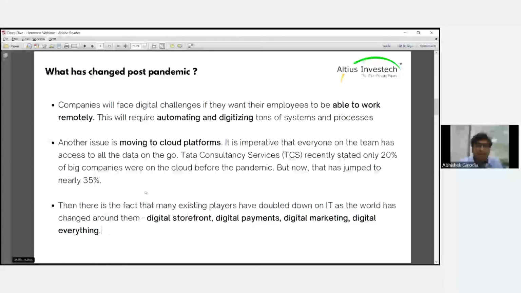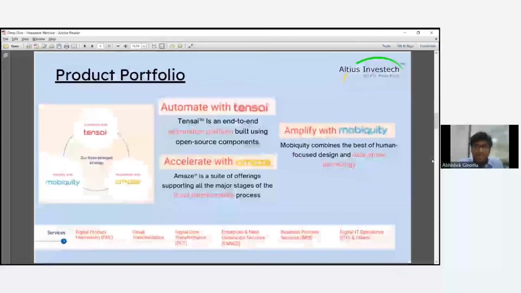And this is where we actually found a lot of synergies as far as the product portfolio for Hexaware goes. So if you see a deep dive of how Hexaware as a company has built its entire product portfolio, they divide their entire offerings into three segments. One is what they have named as Tensai. Tensai is basically an automation tool. So with Tensai, anything in your company which can be automated will be automated.